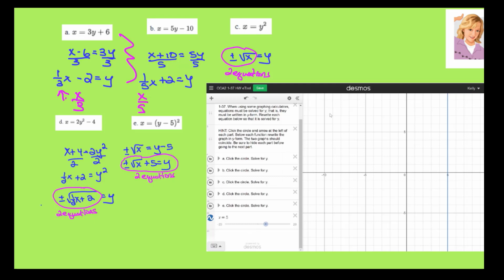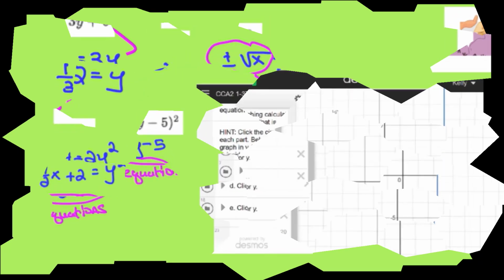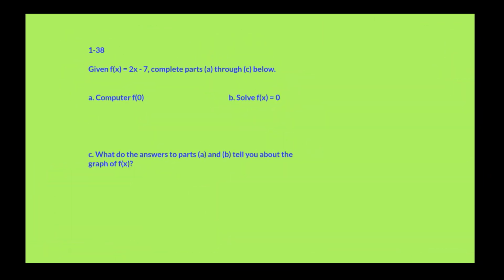Let's now move on to 1-38. So this is number 138, and I know some of you are going, why lime green and blue?